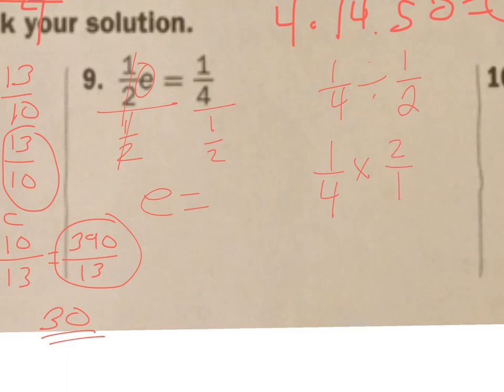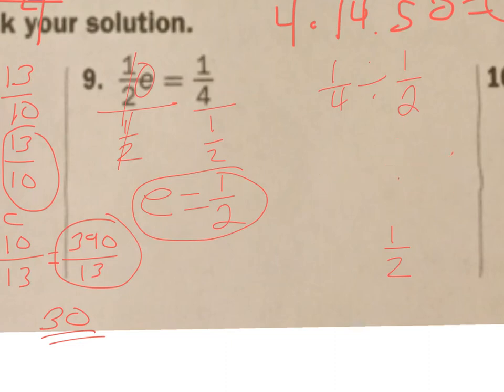Now I go 1 times 2 equals 2. 4 times 1 is 4. 2/4, I can reduce that to 1/2. So I think E equals 1/2. That's what I'm suggesting, but I will only know for sure when I check it. So let's give her a check.